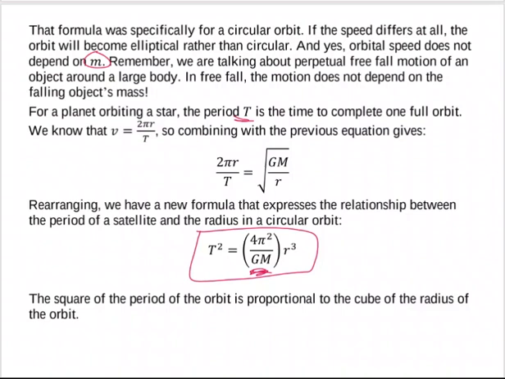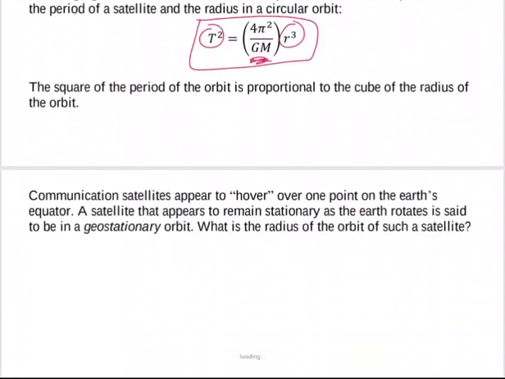So the square of the period, T squared, the square of the period of the orbit is proportional to the cube of the radius of the orbit, okay? So if I change the radius of the orbit, the period squared will change in proportion to that radius cubed. So this formula is very straightforward. In this section, we're going to be solving problems involving that formula.